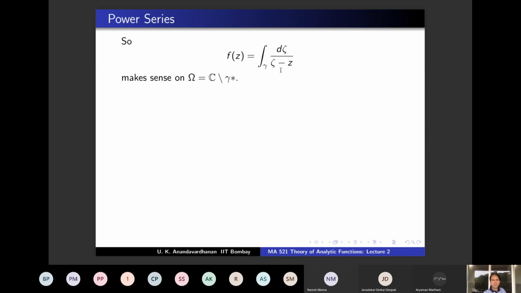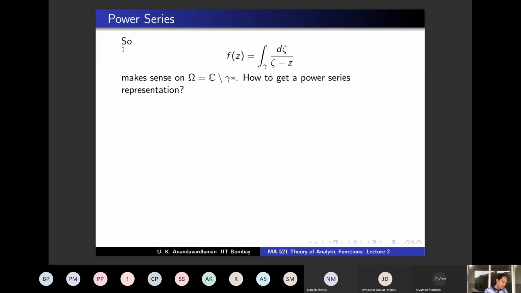It's a very good function. It's a continuous function whenever this is non-zero, and that is guaranteed by taking your region of consideration to be C minus gamma star. Depending on gamma star, it may not be a region maybe, but anyway, it's an open set, and this makes sense. So I'm defining f on omega, which is the complement of gamma star, and now some nice manipulations we will do.